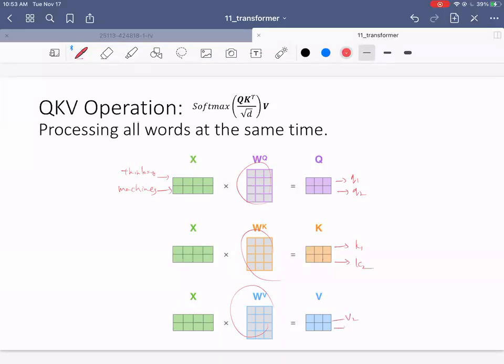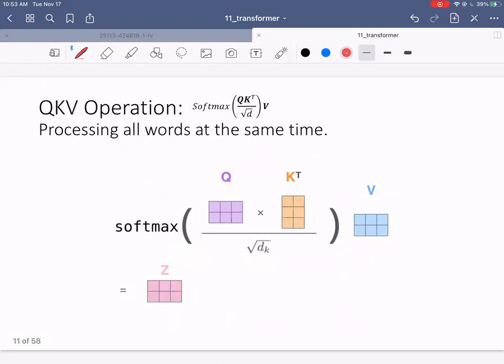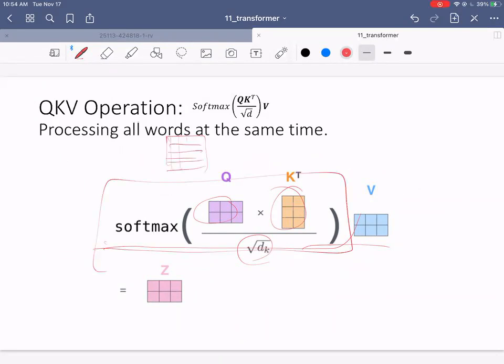Oh, sorry, this is V1, this is V2. So in this manner, you get the Q's, K's, and V's all at the same time for both words, and then you do this vectorized attention QKV operation instead of taking Q1 and multiplying with K1, K2, then Q2 and multiplying with K1, K2. You don't do that. You simply do Q times K transpose, divide by the square root of dk, then do the softmax. This part is how you get the attention matrix, or attention map, and then you multiply it with V, and you get the Z's, all at the same time.